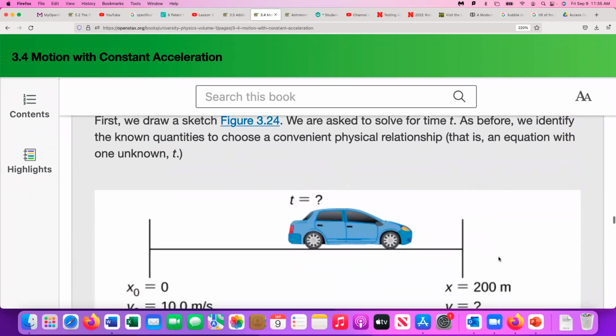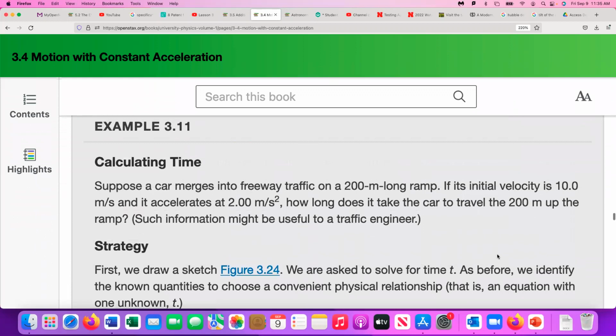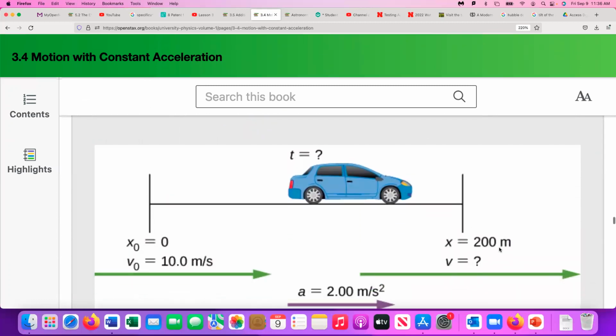Here they have a car that is merging onto the freeway, so it's speeding up along a 200 meter long ramp. They tell us the distance that the car is going to travel. They tell us the initial velocity, and they tell us the acceleration. They want to know how long in time it's going to take for the car to go up this ramp. Here's the drawing of it, all the stuff that we know, the things we want to know.